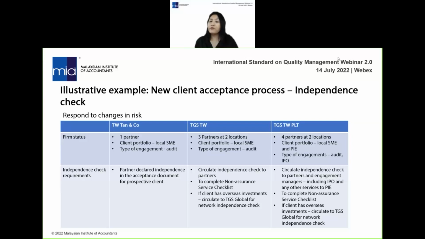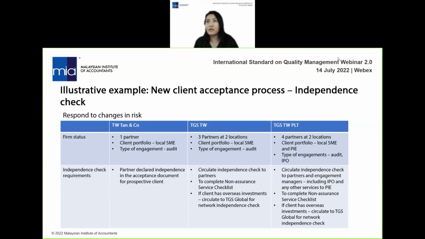The next thing that we have to do is look into the client's accounts, the financial statements, before we accept them, to see whether they have overseas investment. If they have overseas investment, we will have to circulate to our TGS Global for the network independence check, because we do not know whether they have any dealings with our international network. So there are more things to do because of the higher risk that we are facing at stage 2 here.